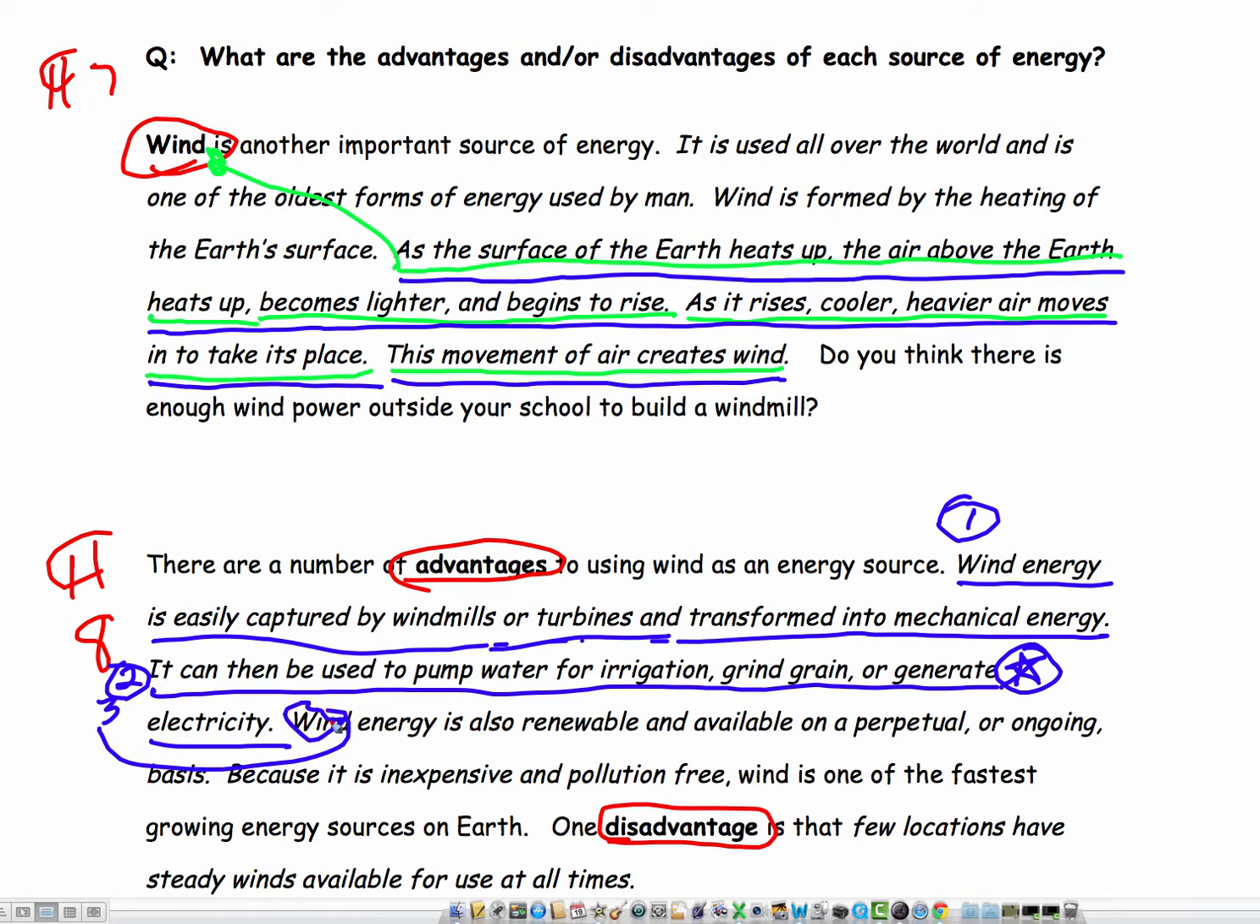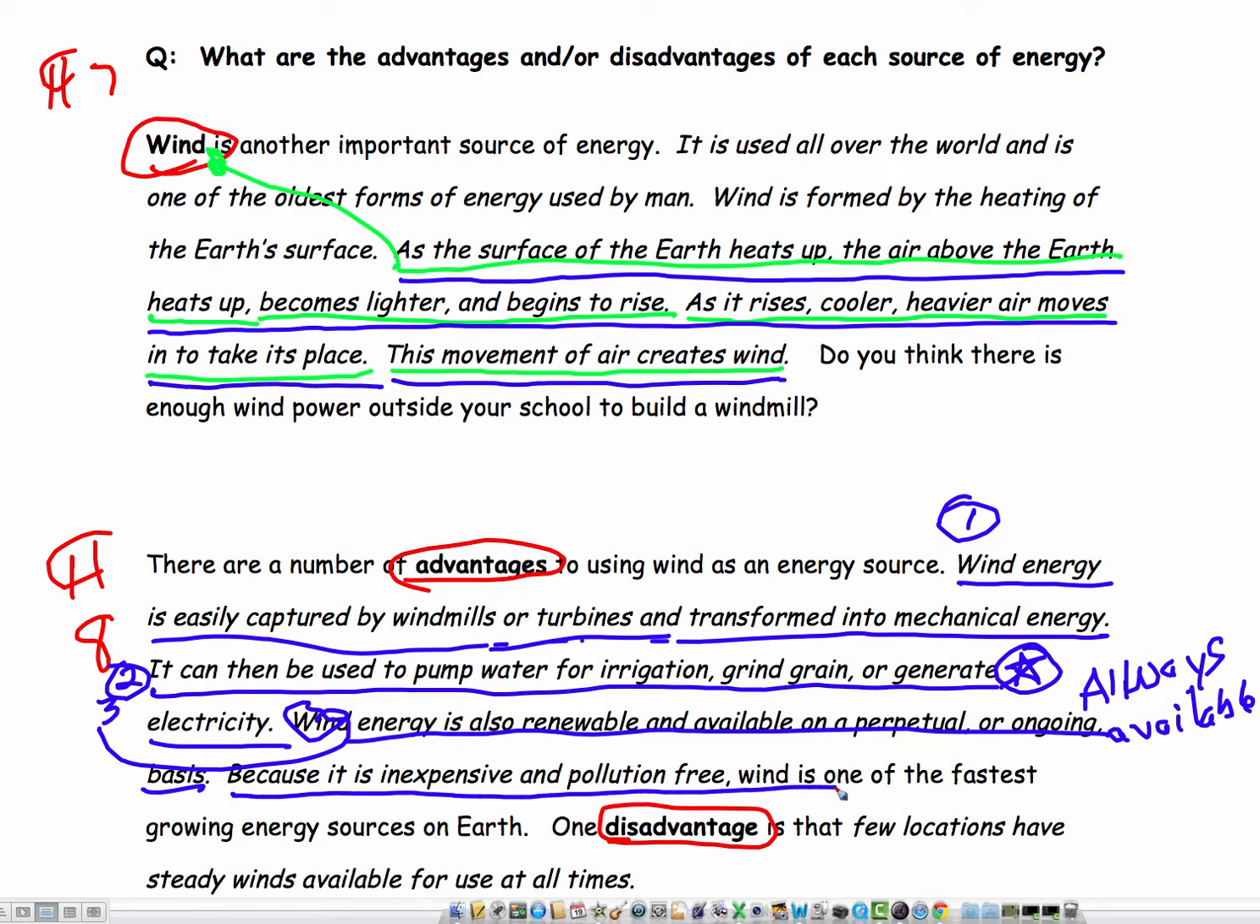wind energy is also renewable and available on a perpetual or ongoing basis. This means always available. Mr. Woods, what if the wind's not blowing? Okay, but many days the wind is blowing. And whenever the wind is blowing, it's available. So, because wind is inexpensive and pollution-free, wind is one of the fastest growing energy sources on Earth.